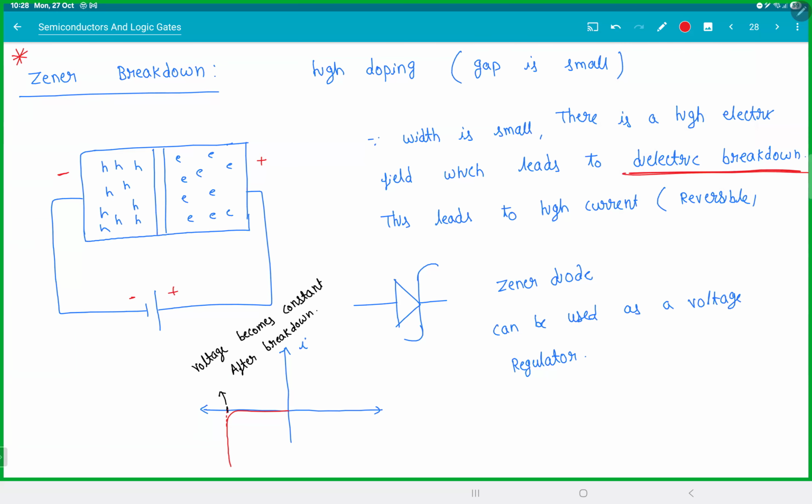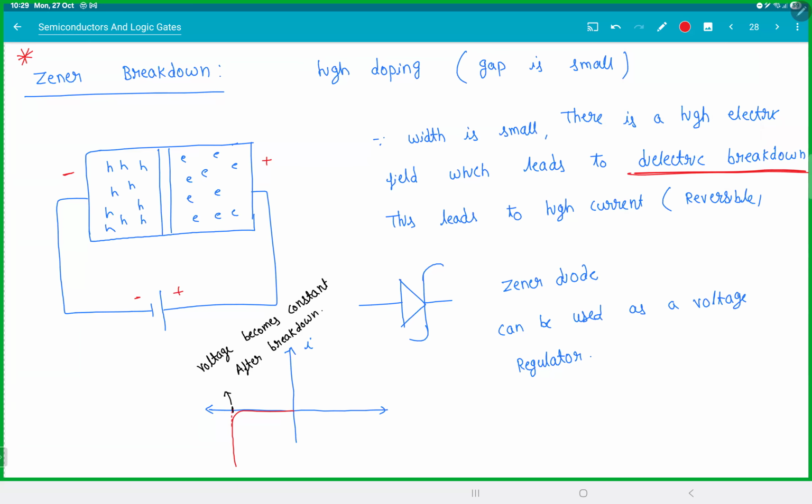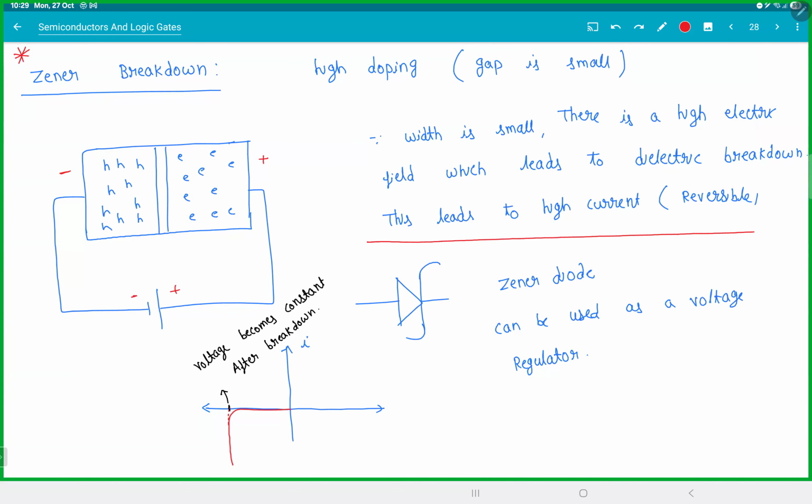Yaad hai? That Russian hacker ka video, current passes through that pencil. So when you apply a very high electric field, the region becomes conducting. And now because the region becomes conducting, the current will start flowing. This leads to high current. And luckily, this is a reversible process. If you decrease the voltage, it will become a non-conductor again and the current will stop.